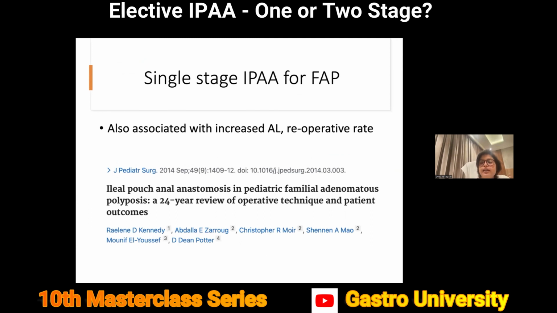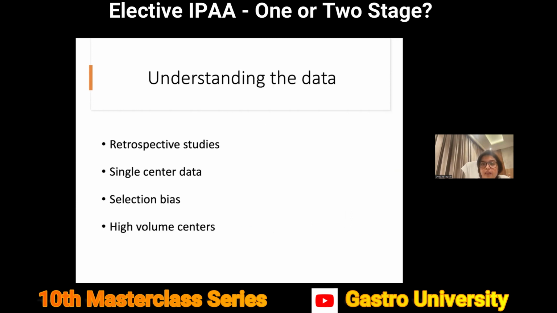So is it possible to actually do it in one stage? In this particular study, which is one of the large series of pediatric patients undergoing a pouch for FAP, it said that if the stoma was not made, it was associated with an increased risk of anastomotic leak and reoperations. But whenever we look at the data for a pouch surgery, we must realize that most of these series are retrospective studies, and most of these are single-center data.